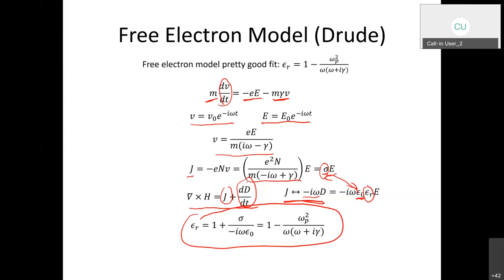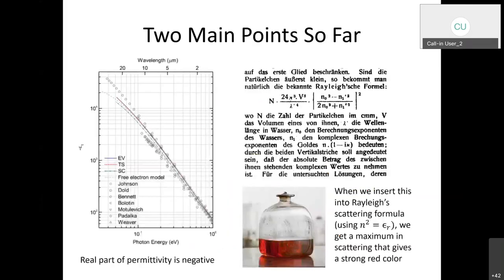It's very simple. It's just looking at the force equation on an electron with scattering. Okay, so this is what we know so far in this presentation: that electrons have negative permittivity, and this has allowed us to recognize that they have very strong scattering and absorption, and it fits this Rayleigh scattering formula very well for small particles.